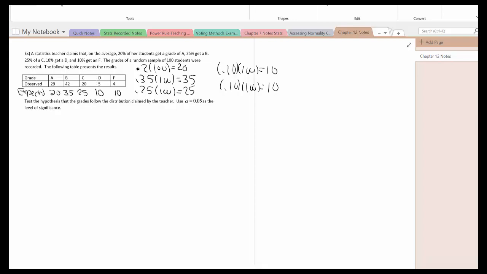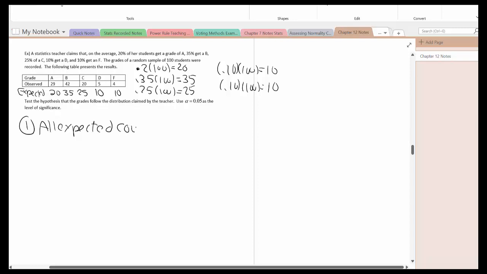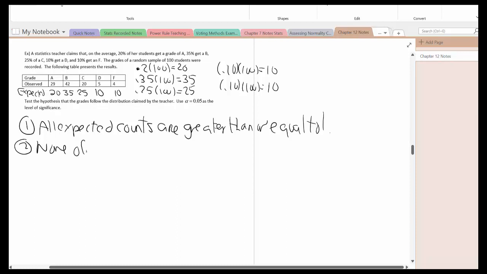Okay, now we need to make sure the conditions have been met. So, all expected counts are greater than or equal to 1, and none of the expected counts are less than 5. Okay, conditions have been met.